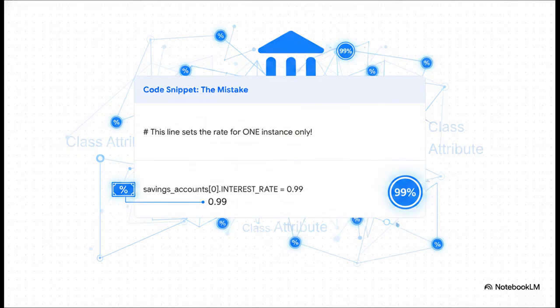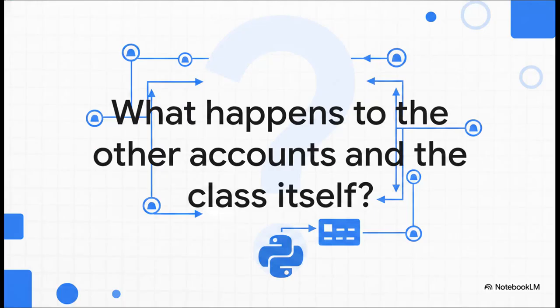We're trying to set a new interest rate to 99%. But here's the trap. Because we're doing it on a single instance, savings_account0, we are not changing the shared class attribute at all. So, what do you think the result is going to be? Does this update the rate for everybody, or just for this one account?